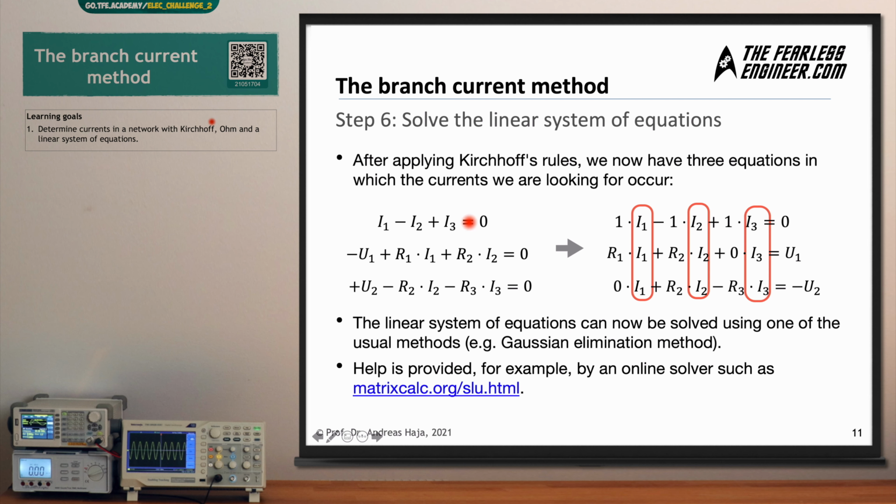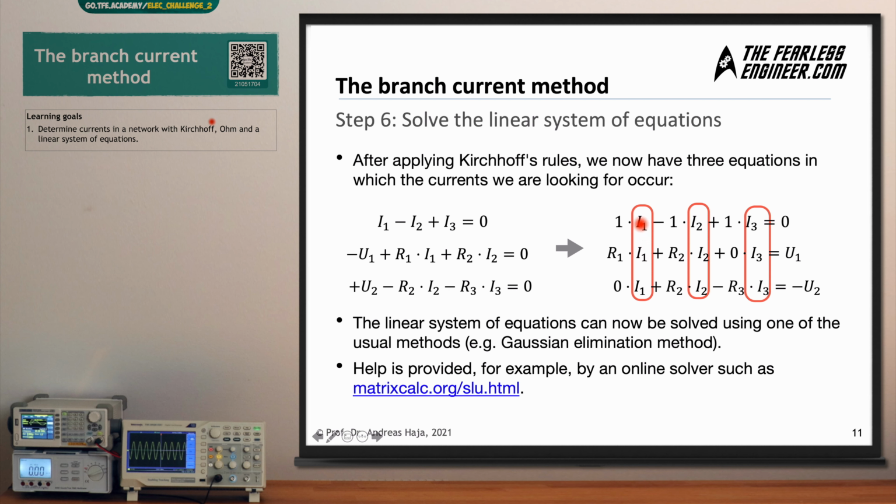But luckily, in one of the previous steps, we have already set up this equation here. It's the junction rule we have applied to the top node. So we have now I1, I2, and I3 in this neat equation here. We have the loop rules applied, which provided us with these two equations here at the bottom. And now we can simply reshape these three equations to the form you can see here on the right, which is the standard form which you need in order to solve a linear equation system.